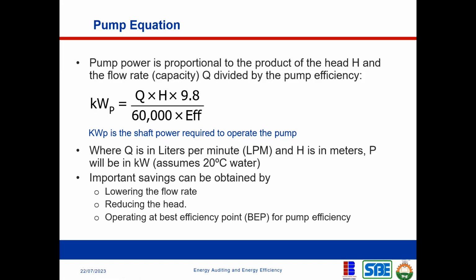Okay. So important savings can be obtained by lowering the flow rates and reducing the head. If you're pumping from the ground floor to a one-story building, you will need a lesser amount of power than if you're pumping from the ground floor to maybe the fourth floor. So if you lower the head, the height, you reduce the power that is required. Another thing is lowering the flow rate. If you lower the flow rate, of course, the power that is required will reduce. Then, operating the pump at its best efficiency point.